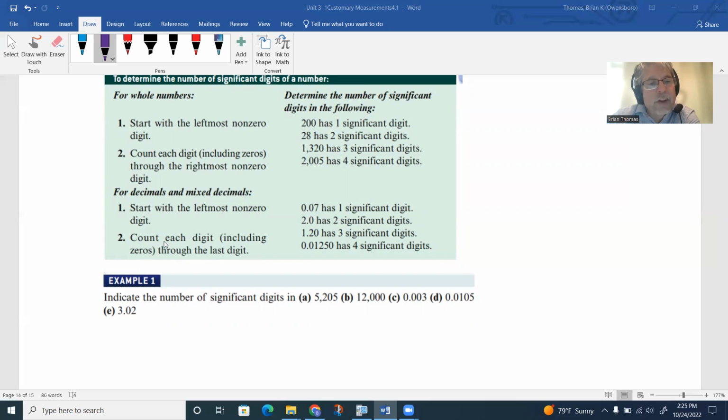So once we get to the far left number, we count to the right, including zeros, until we get to the last digit, including zeros. So here we start with the first number far left that's not zero, which is the 7, and then we go to the right. Since there's nothing else to the right of the 7, that's going to be one significant digit. So we have to be down to what's called the tenth place of accuracy or precision.